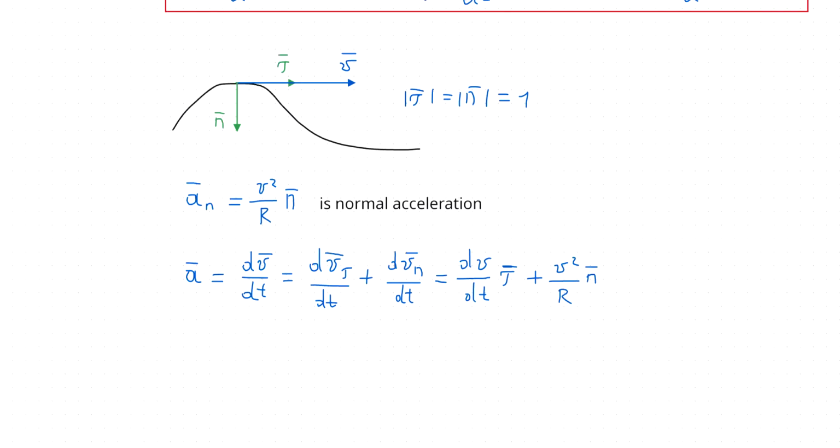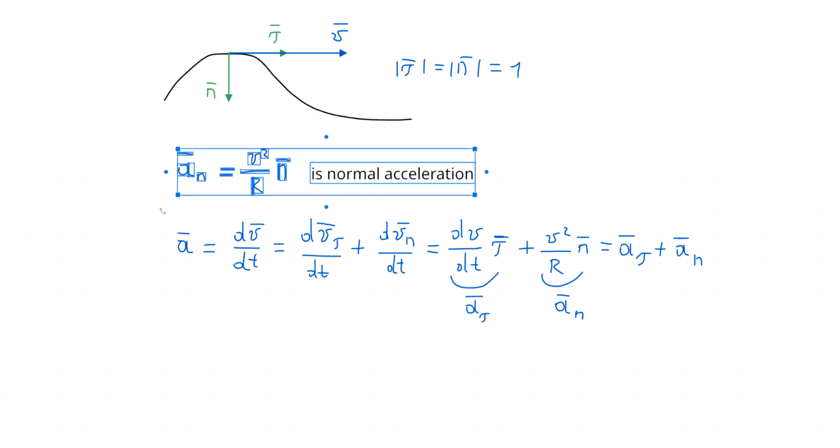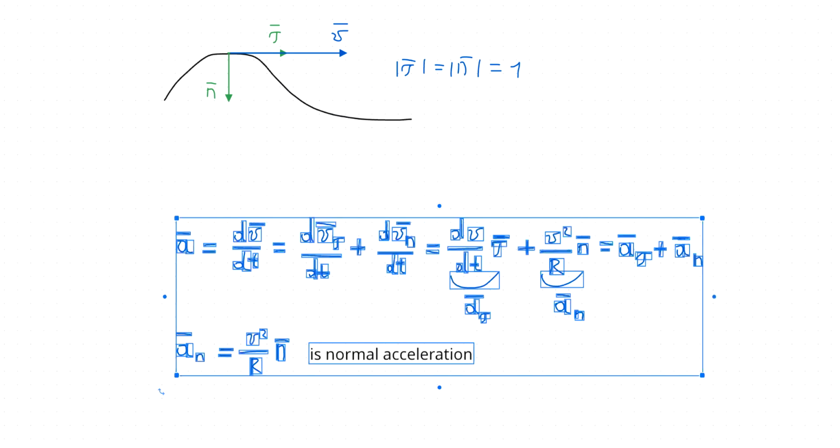And here we have normal acceleration, and this term is known as tangent acceleration. So what do we have? We have that this is equal to a tau plus a n. So full acceleration may be represented as a vector sum of tangent and normal acceleration. Tangent acceleration shows change of the absolute value of velocity, and normal acceleration shows change of the direction of velocity.